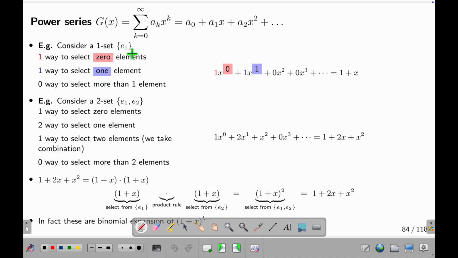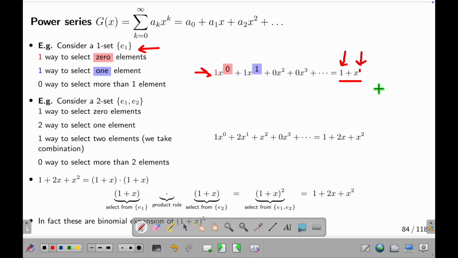Can you pick 2 things? No. So 0. This thing is an English word. This is an equation. The colors correspond. So this is a generating function or power series of selecting one thing from one set. So in other words, what is this? This is a very innocent 1 plus x. But it means how many ways to select the empty set and how many ways to select one thing.